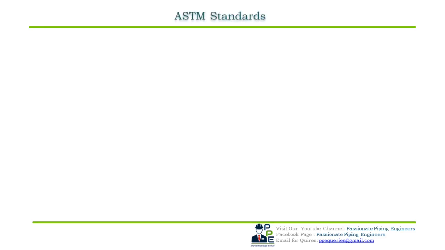ASTM standards. ASTM standards consist of 16 sections of definition and clarification of material and construction and testing methods. Most of the ASTM standards are adopted by ASME and are specified as ASME Section 2. The ASME Section 2 has 4 parts.